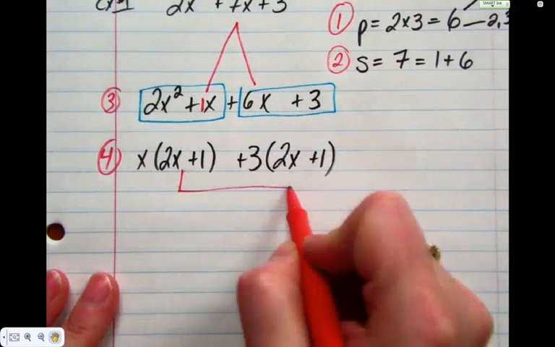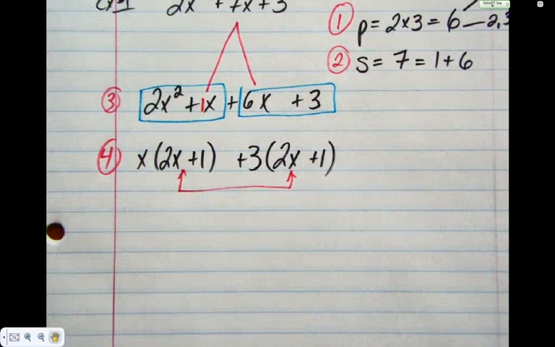This is the check. If these are exactly the same, and there's no kind of the same in math, they're either exactly the same or they're not. If they are exactly the same, you have done everything right up to this step. If that was a 2x minus 1, if it was a minus x plus 2, if they're different at all, you've done something wrong. That's what I like about this factoring, is you always have a check right before the last answer.